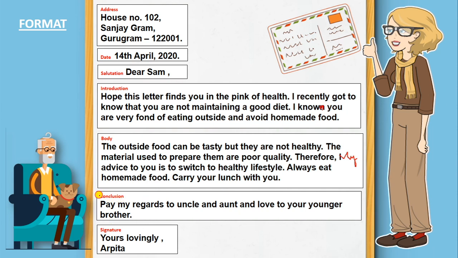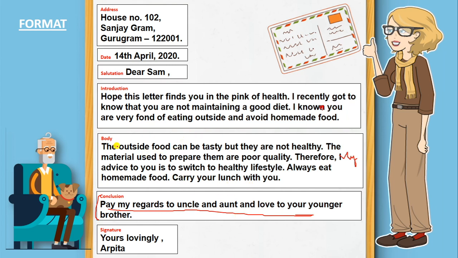Now you will end the letter again in a warm, very friendly way. You will say, pay my regards to uncle and aunt and love to your younger brother. This is how we end the letter, and it gives a smooth ending. You can write things like, I'm looking forward to meeting you, or wishing you a speedy recovery if you're writing to someone who is not healthy. Looking forward to hearing from you, etc. All these things can be written in the conclusion.